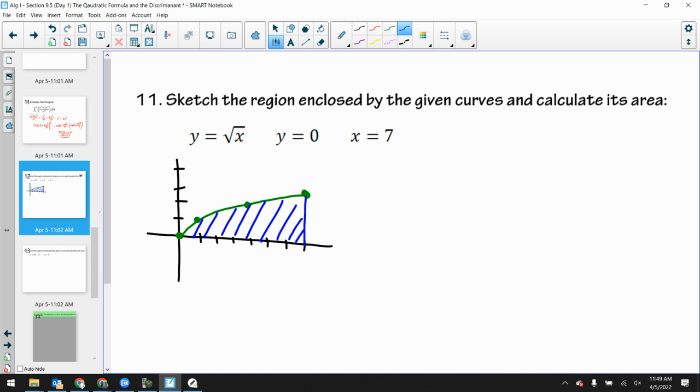Which is equivalent to saying the integral from 0 to 7, because I want y equals 0. Y equals 0 is the horizontal line. So I have y equals 0, the square root of x, and x equals 7. So that's my enclosed region. So I want the integral from 0 to 7 of square root of x dx. And now I can use FTC2.